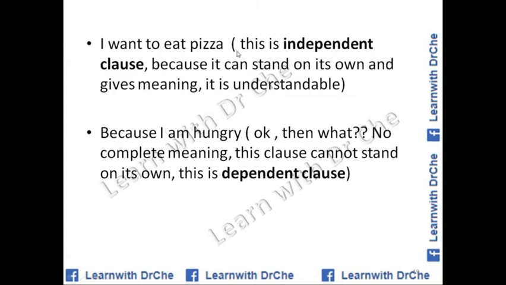I want to eat pizza. This is an independent clause because it can stand on its own and it gives a complete meaning. You can understand what is the meaning of this. And look at this sentence. Because I am hungry. I only say because I am hungry. Okay, then what? This is not a complete sentence. This is dependent clause. No complete meaning. This clause cannot stand on its own. Okay, so one independent and one dependent clause in one sentence. This is complex sentence.